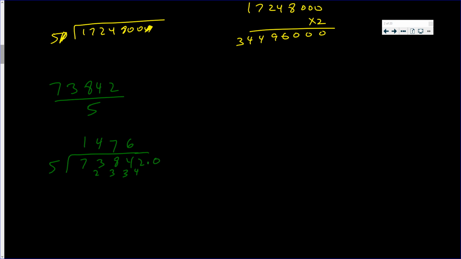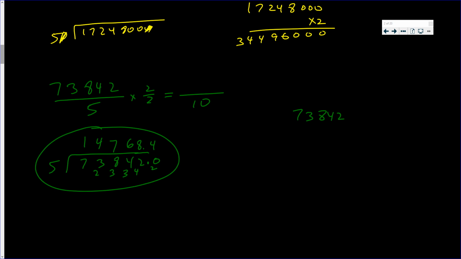So we're going to have a decimal, at least one. 5 into 34 goes 6 times with 4 left over. And 5 into 42 goes 8 times with 2 left over. And 5 into 20 goes 4 times. Okay? Me, I would multiply by 1 as 2 over 2. So the bottom's 10. 7, 3, 8, 4, 2. Rather than doing this painful division, I'm going to multiply by 2. You know what? If you don't even like multiplying by 2, you can add the number to itself.